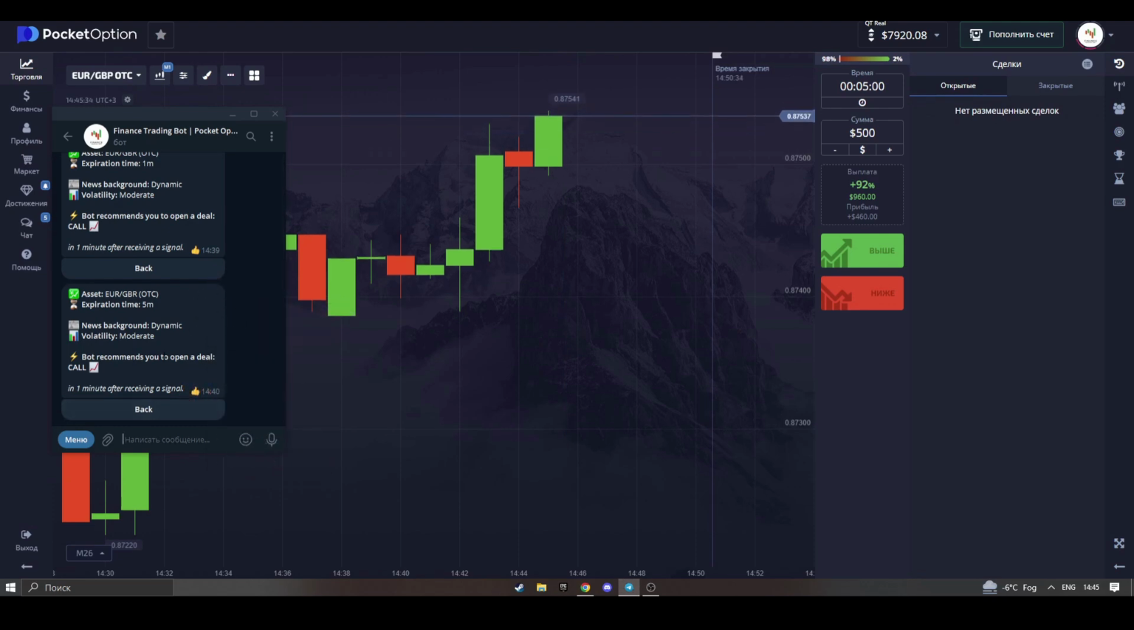You can work with the bot at any time of expiration. You can see the result for yourself.